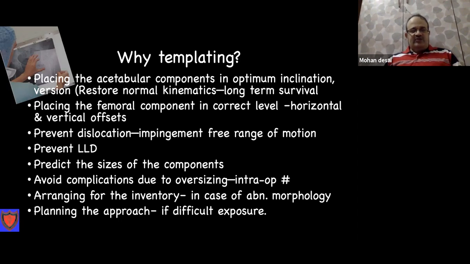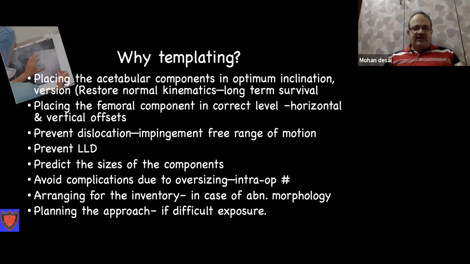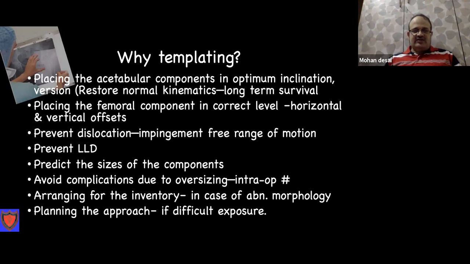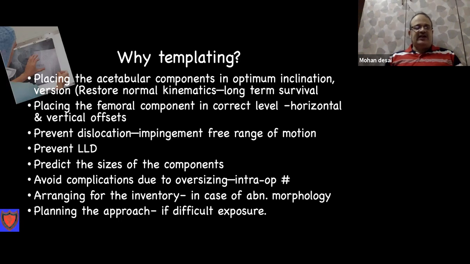We also need to restore the limb lengths and prevent any limb length discrepancy, because we all know that limb length discrepancy is a principal reason, or a major reason, for medicolegal suits in the US. And if the limb is lengthened, we will leave an unhappy patient. We can predict the sizes of the components when we template. We can avoid the complications due to oversizing.